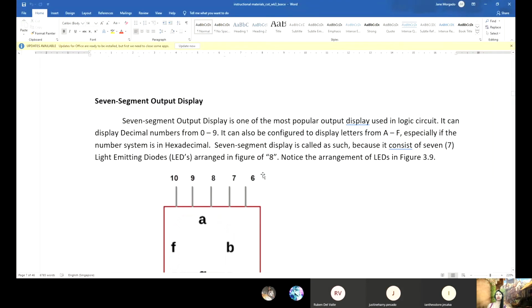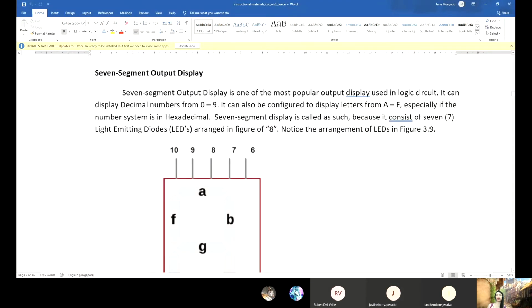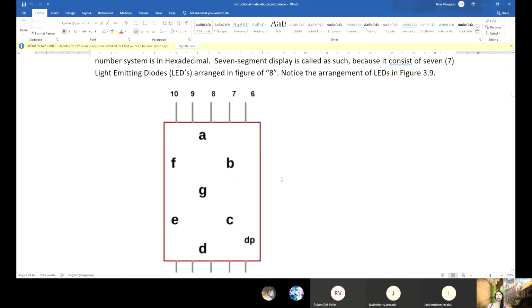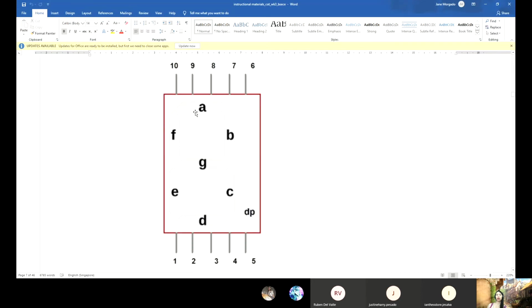So we have this, yesterday, the 7 segment display. Again, it is 7 LEDs configured in 8. From A to G, you have 7 LEDs all in all. It is used to display 0 to 9, as well as A to F for hexadecimals.